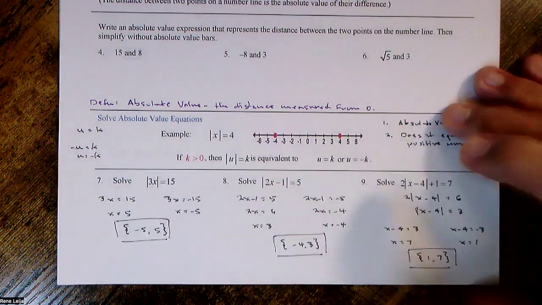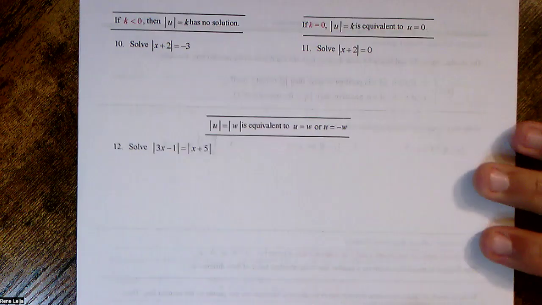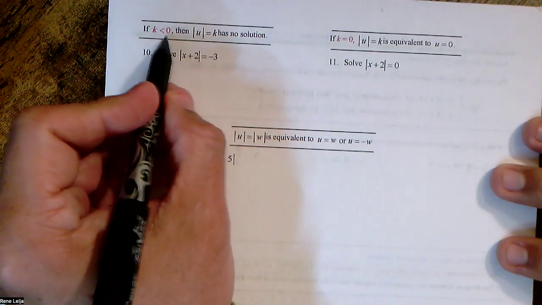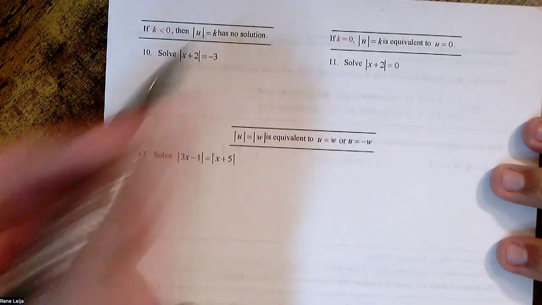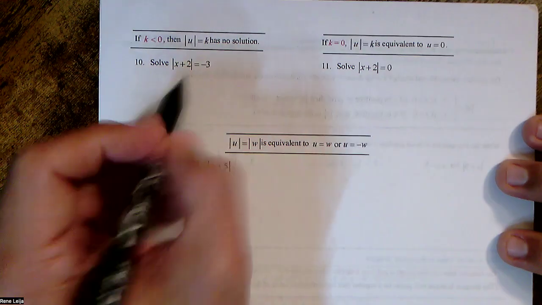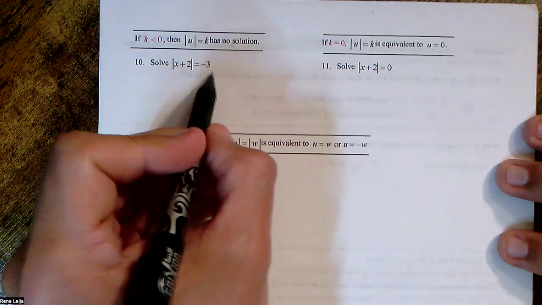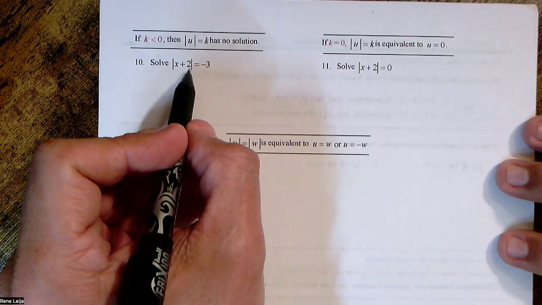Okay. All right. Now let's flip to the second page. And now remember, I told you your absolute value has to equal a positive number. So if k is less than 0, which means it's negative, so if you have the absolute value of k, but because it's negative, then you will not have a solution, because how can you take the absolute value of a number and it come back negative?